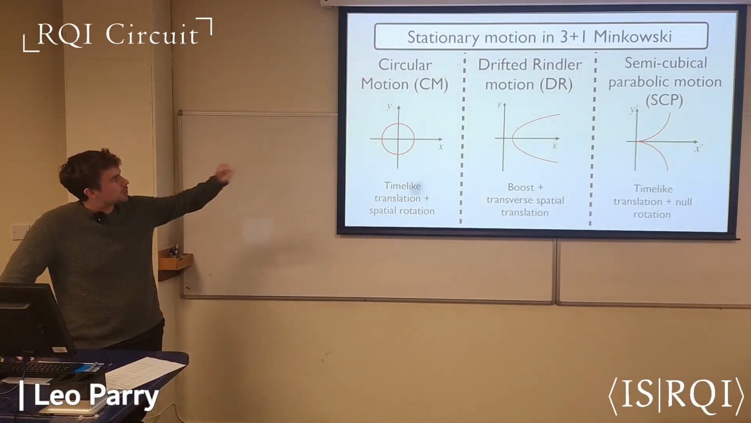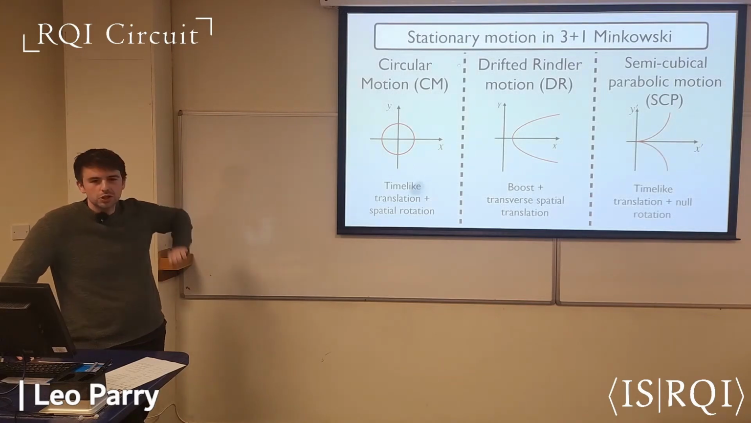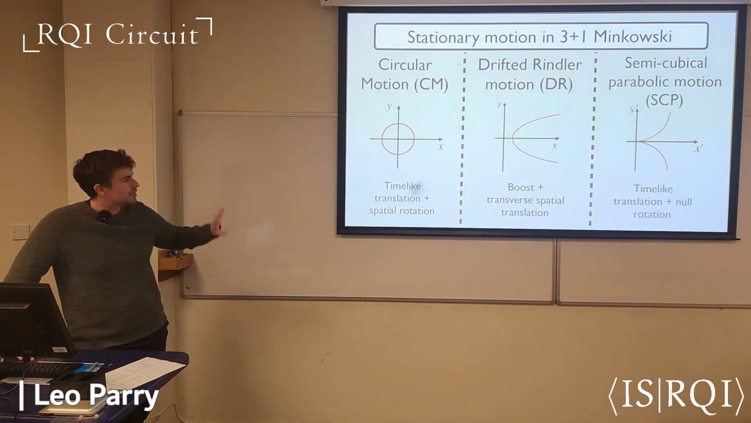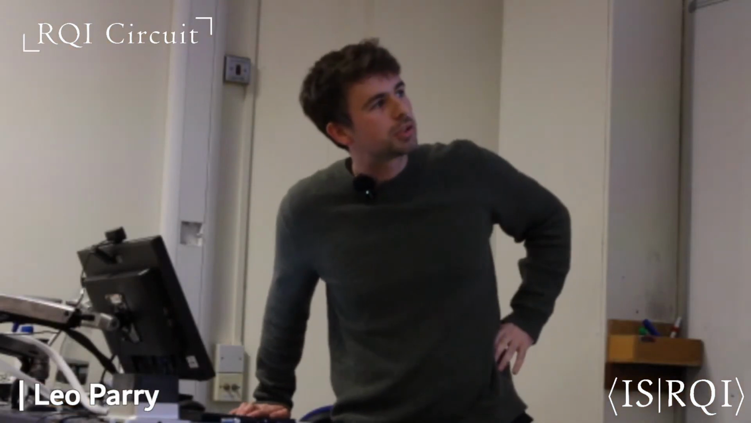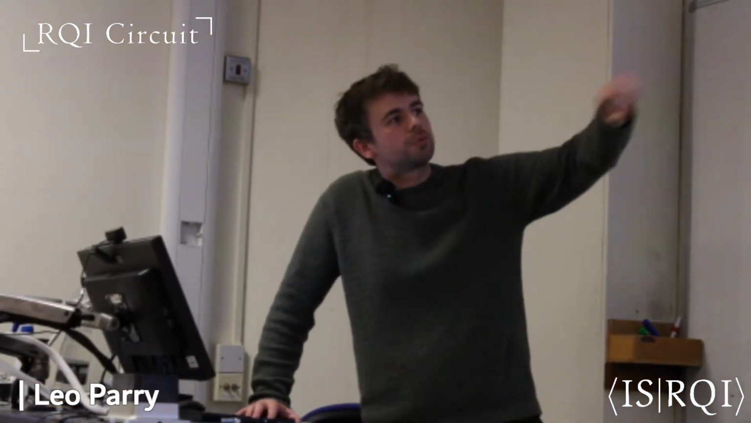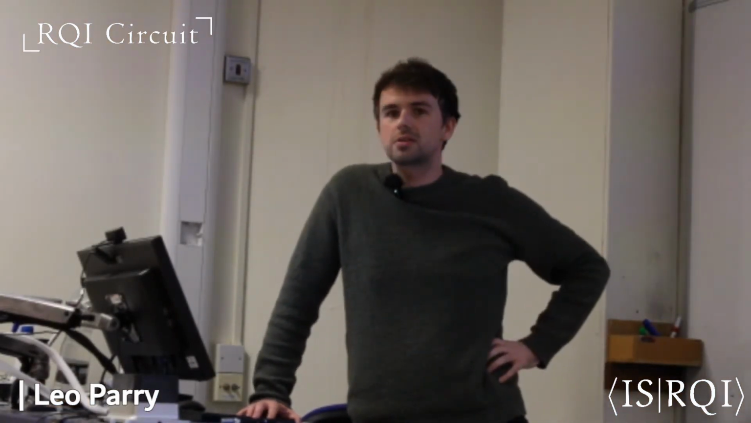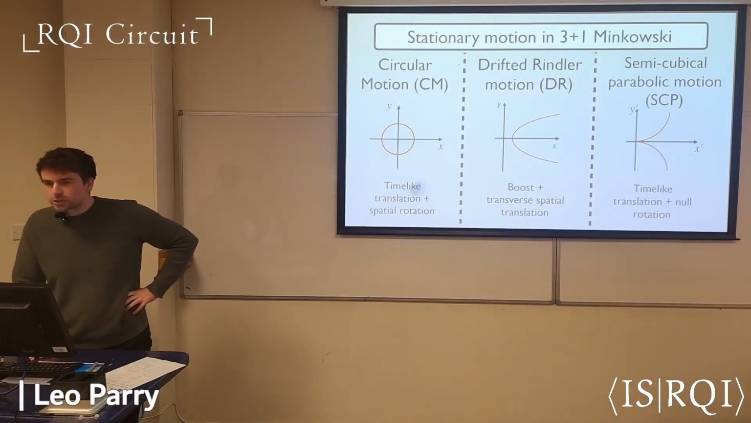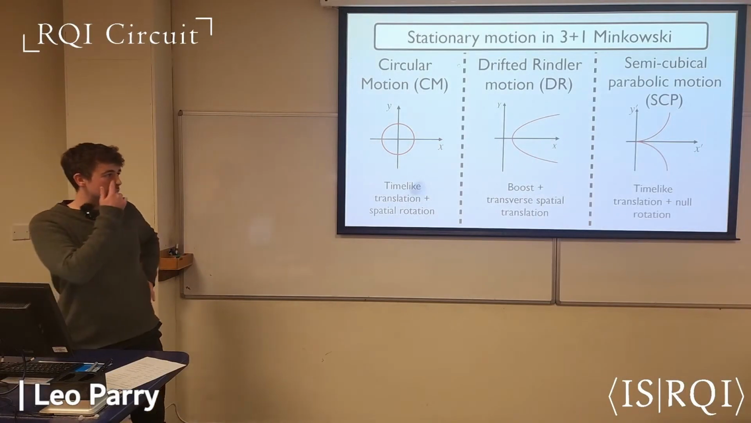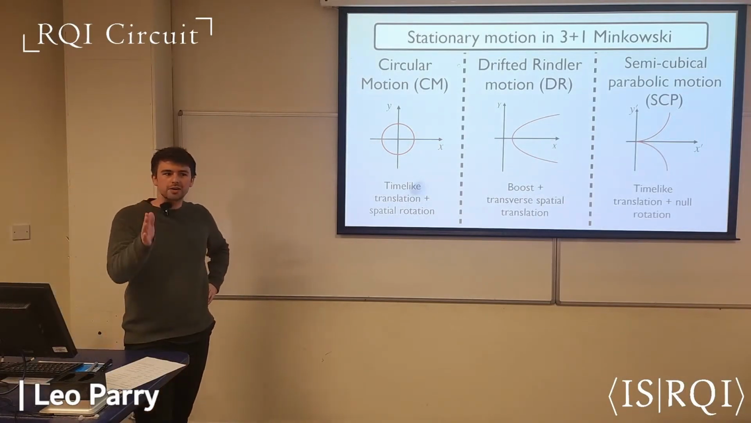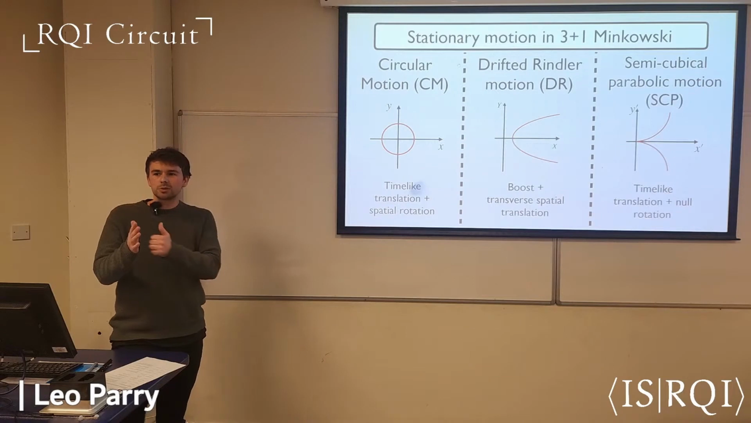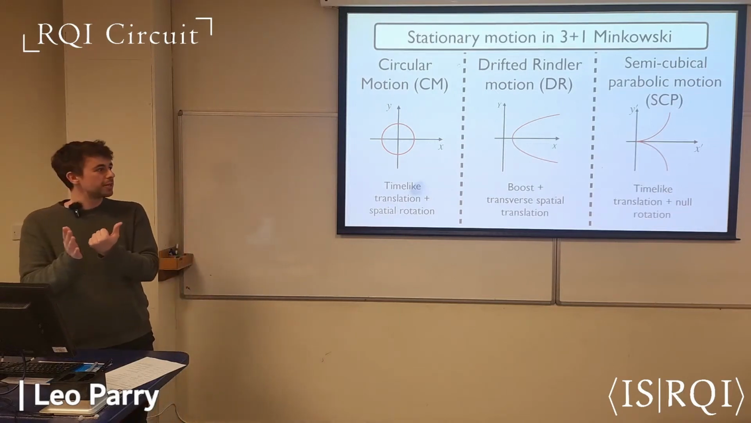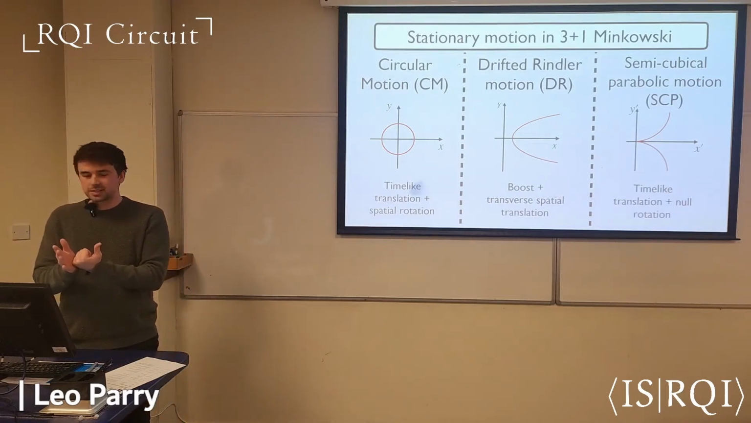So circular motion has, of course, this circular spatial projection. It is the orbit of a time-like translation and a spatial rotation. And this drifted Rindler motion, here's the spatial projection. It's a catenary, so it's a hyperbolic cosine. It is the orbit of a boost and a transverse spatial translation. So you're accelerating in one direction and simultaneously drifting with a constant speed in a transverse direction. Hence, drifted Rindler.